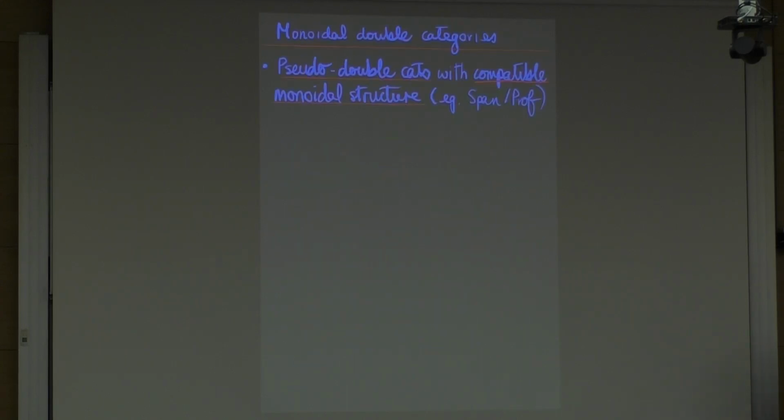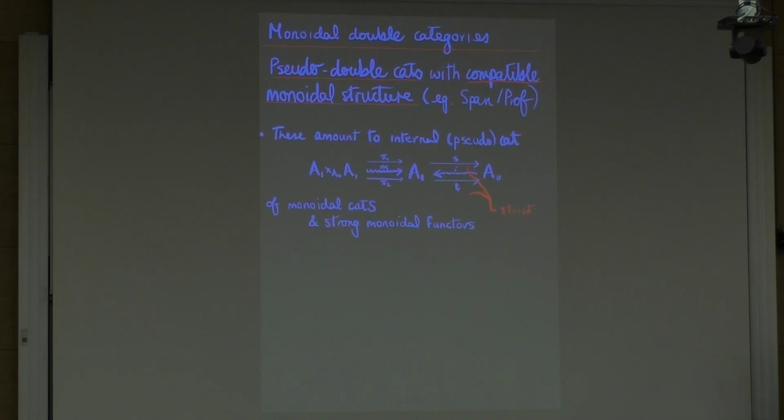And then you see diagrams like this in lots of places when you start to look. If you know about the notion of a monoidal double category, for example, there are now pseudo-double categories, but things like spans and profunctors with a compatible monoidal structure. But what does that actually mean if you look at it? It amounts to an internal pseudo-category, there's no real difference, in the world of monoidal categories and strong monoidal functors, but where you require some of the maps to be strict monoidal.